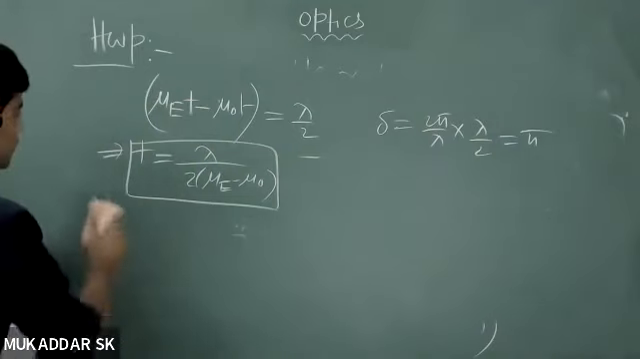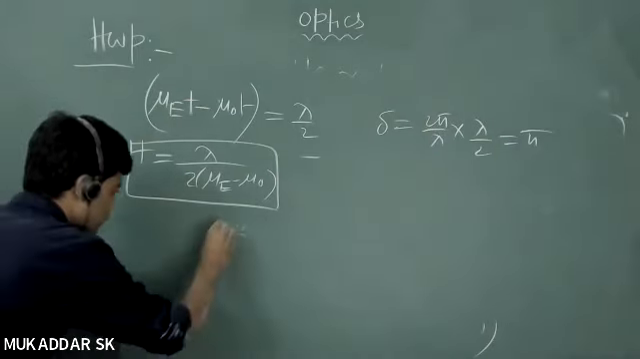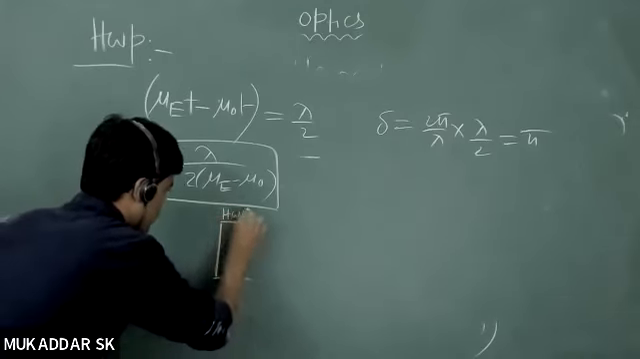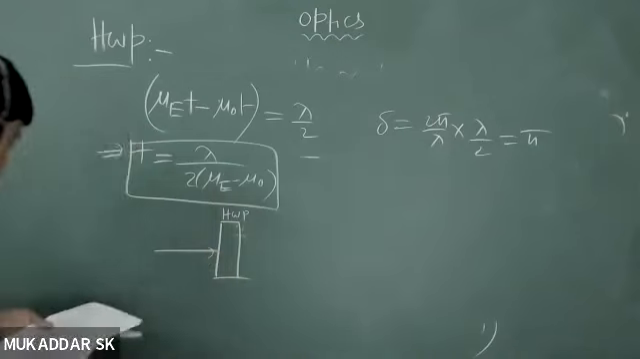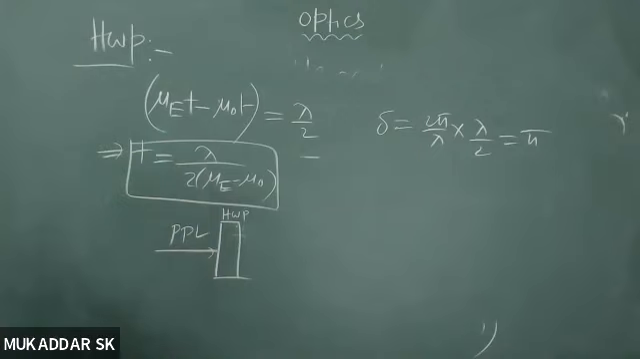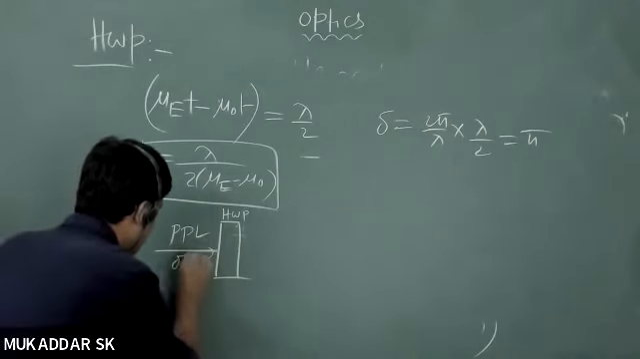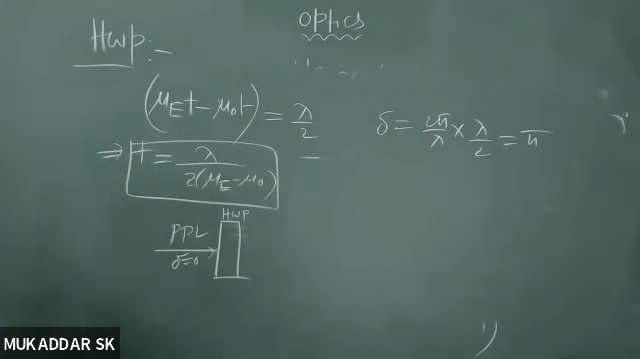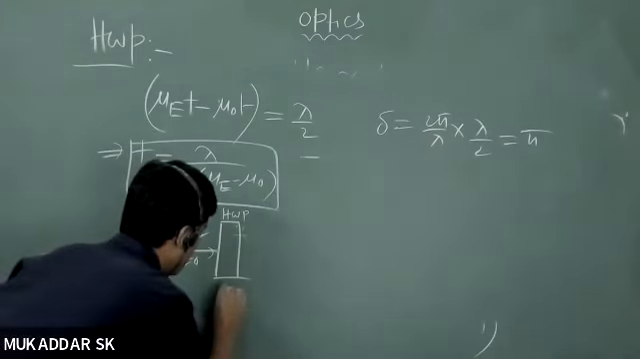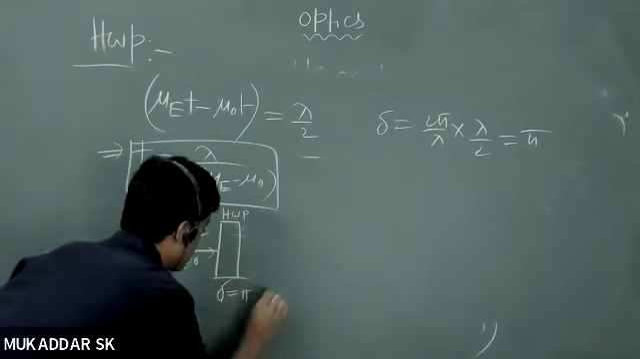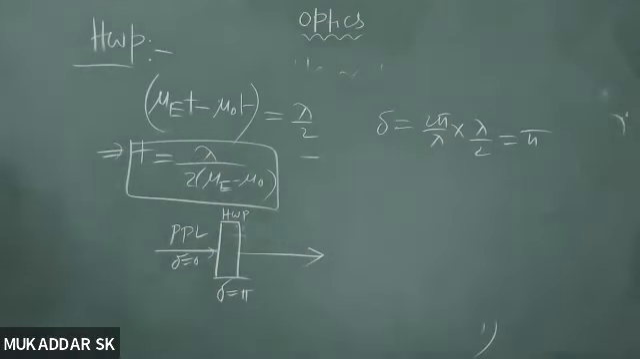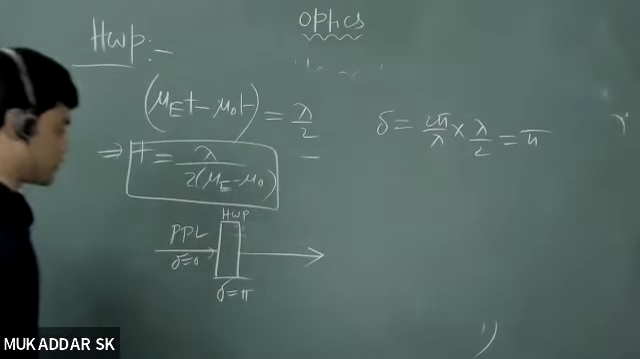Now suppose this is your half wave plate. If the incident ray is plane polarized light having phase difference delta equal to 0 and it is incident on the half wave plate, then the half wave plate will introduce a phase difference. How much will that be? That will be π. So what will be the state of polarization of light?